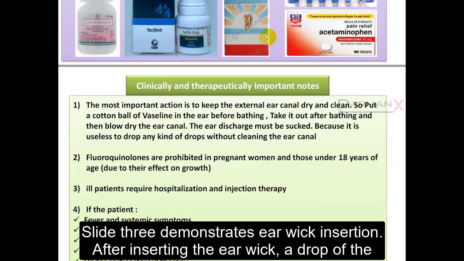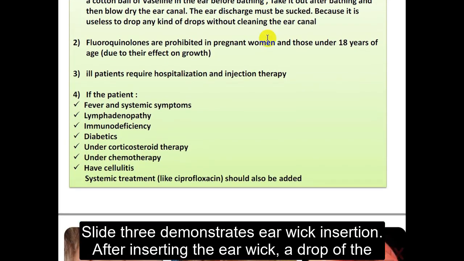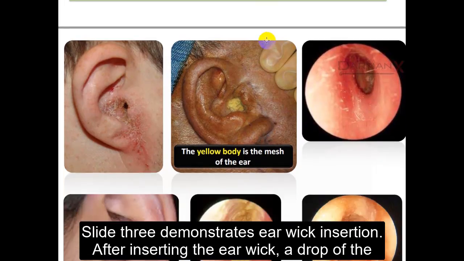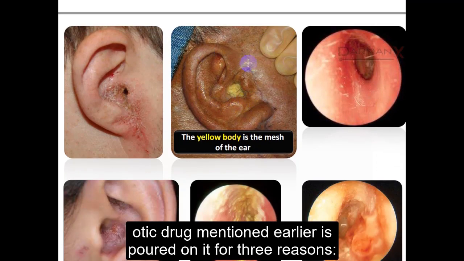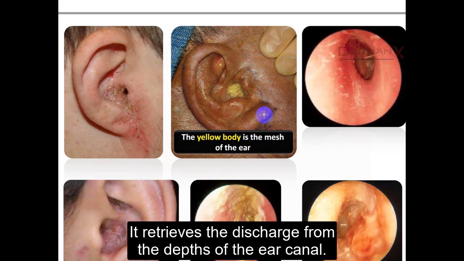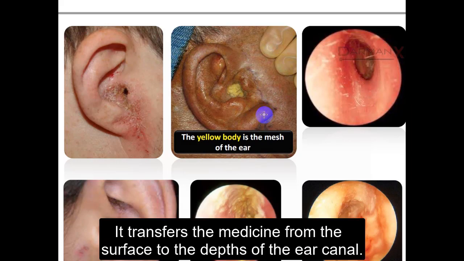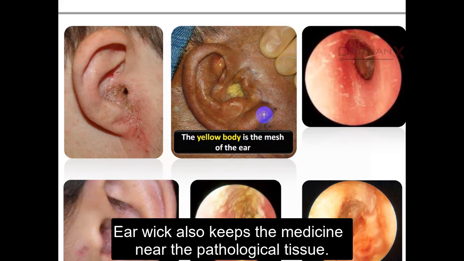Slide 3 demonstrates earwick insertion. After inserting the earwick, a drop of the otic drug mentioned earlier is poured on it for 3 reasons. It retrieves the discharge from the depths of the ear canal. It transfers the medicine from the surface to the depths of the ear canal. The earwick also keeps the medicine near the pathological tissue.